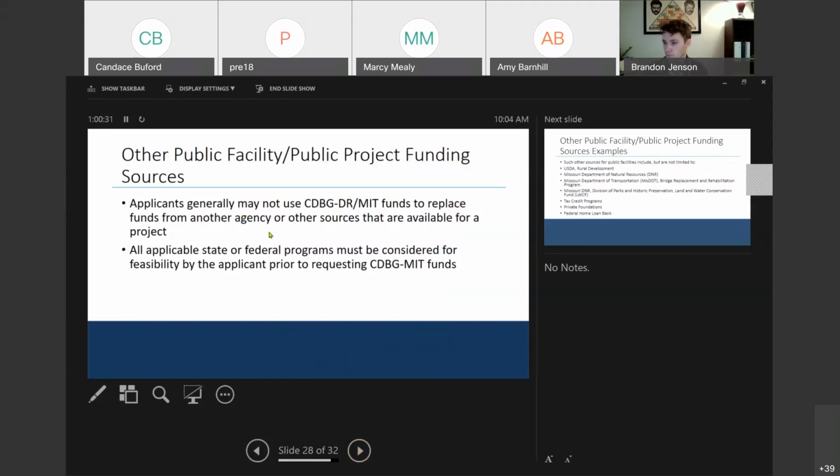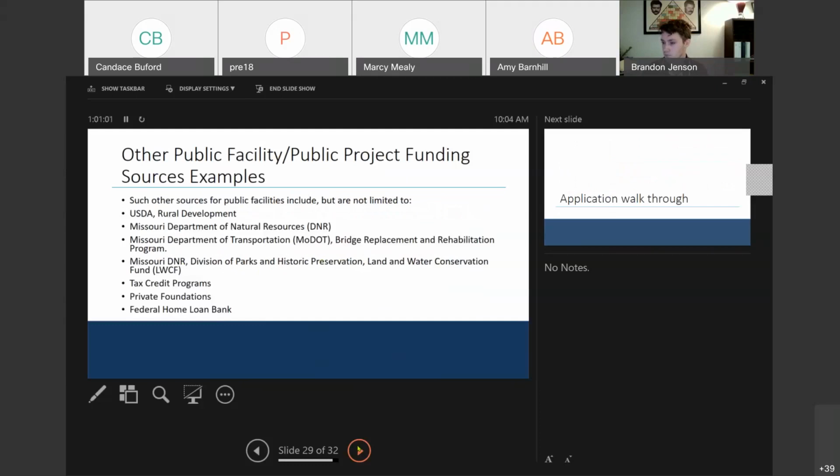Other public facility or public project funding sources: generally, CDBG-MIT funds cannot be used to replace funds from another agency or other sources that are available for a project. That ties into that duplication of benefits issue. All applicable state or federal programs must be considered for feasibility by the applicant prior to requesting CDBG-MIT funds.